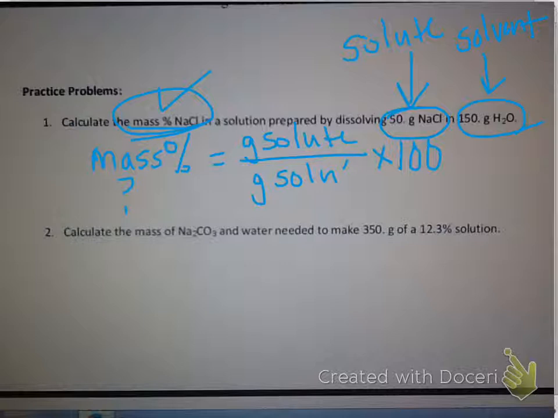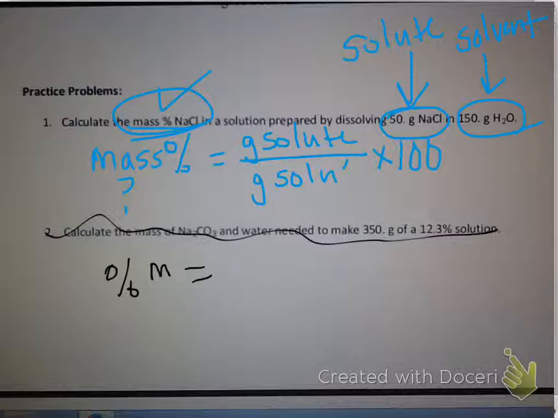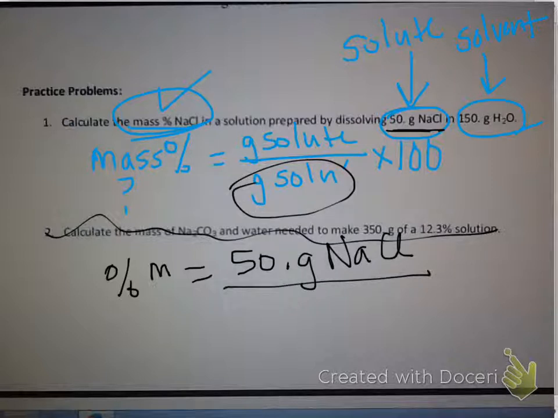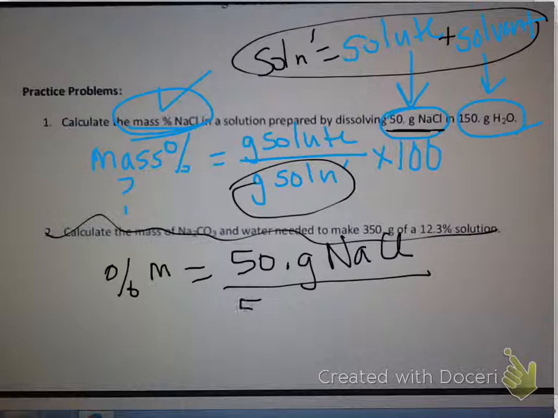Alright, so now that we know we have the solute, let's go ahead and start solving the problem. The percent mass, there's several ways to write percent mass, but the percent mass is going to be equal to grams of solute. We said there's 50 grams of sodium chloride, and now we need the grams of solution. Remember, the solution is the solute plus the solvent. So I'm going to have 50 grams of my solute plus 150 grams of my solvent, times 100.